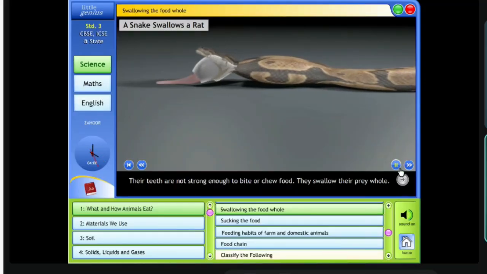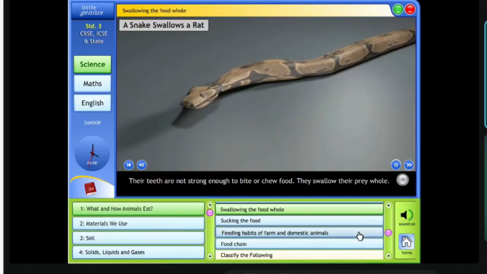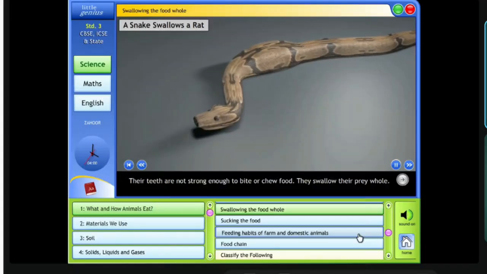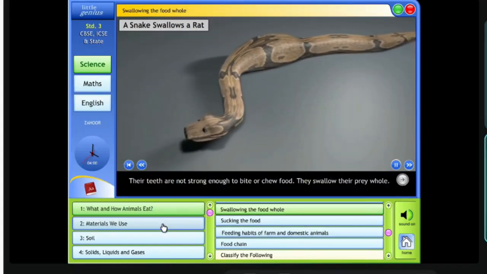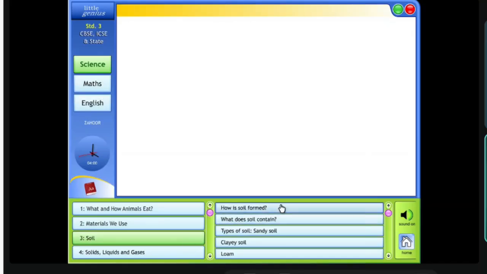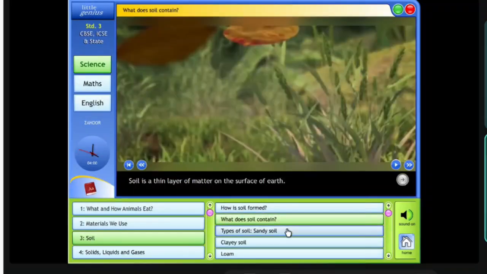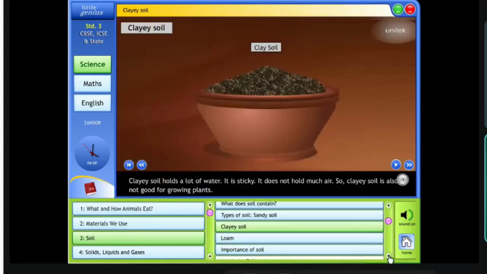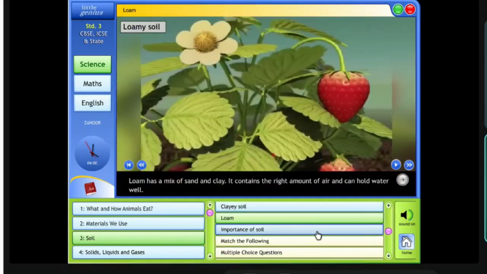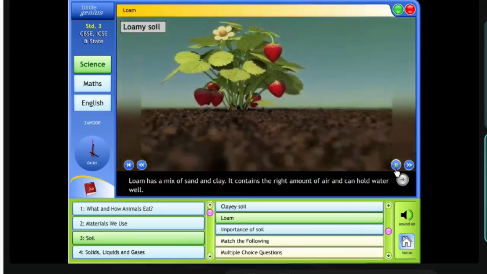This is exactly their syllabus there, and they are learning in detail. See, if I keep on clicking here, it will go deep into this. I am taking one of each. I got it. So feeding, cooking, the materials we use. There also you will have different topics. Then soil, how soil forms. Then what does soil contain? Soil is a thin layer of matter on the surface of Earth. Clay soil. Clayey soil. Loamy soil. Loam has a mix of sand and clay. It contains the right amount of air and can hold water well.